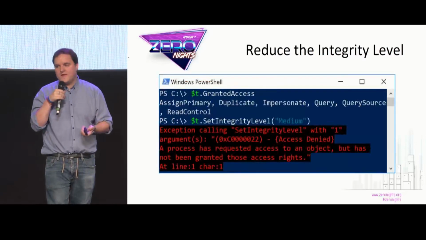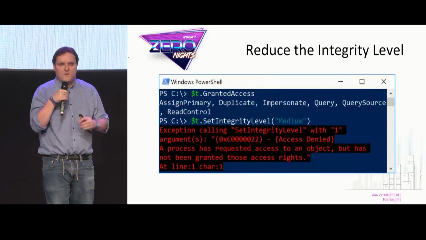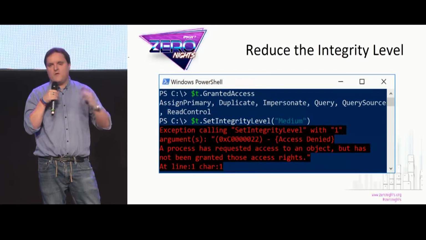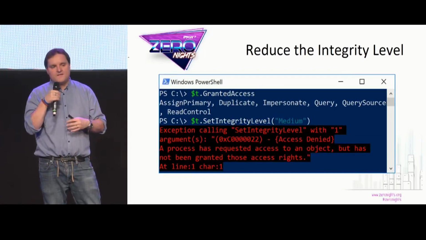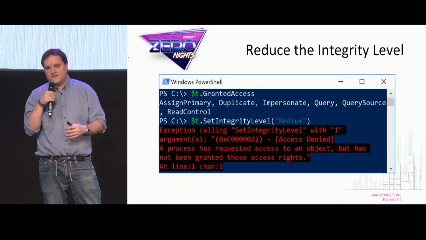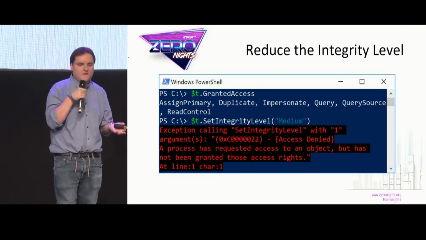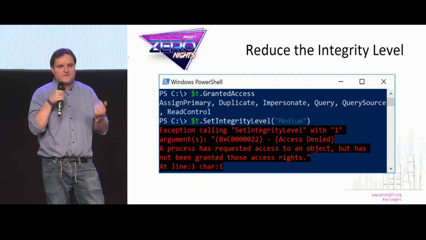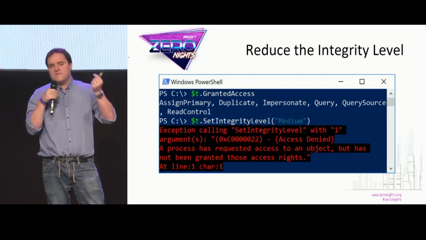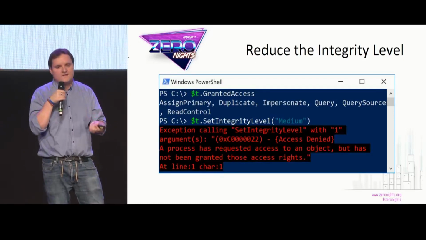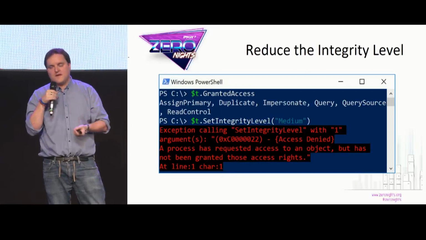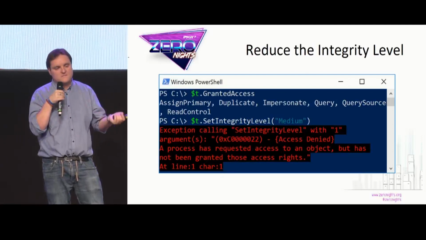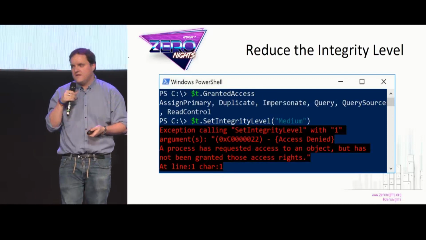So, okay, never mind. What can we do about that? Well, it turns out we can change the integrity level. We can't elevate an integrity level because that would be a security problem. But there's nothing stopping us dropping it. But there's a problem. And the problem is we've only got read access to the token, but we need write access to set the integrity level. Damn. Are we in trouble?